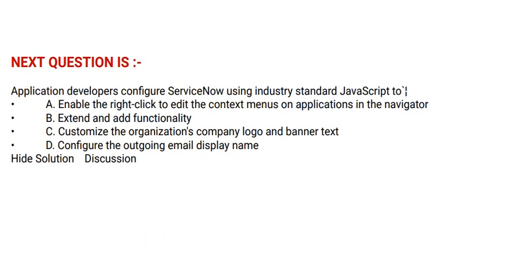Next question is, application developers configure ServiceNow using industry standard JavaScript to: Option A. Enable the right click to edit the context menus on applications in the navigator. Option B. Extend and add functionality. Option C. Customize the organization's company logo and banner text. And option D. Configure the outgoing email display name. And the correct answer is option B.